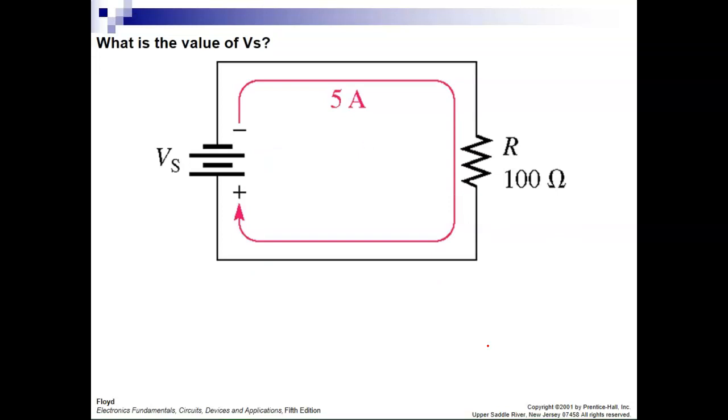So here we have 5 amps and 100 ohms. What is my voltage? It'll be 500 volts.